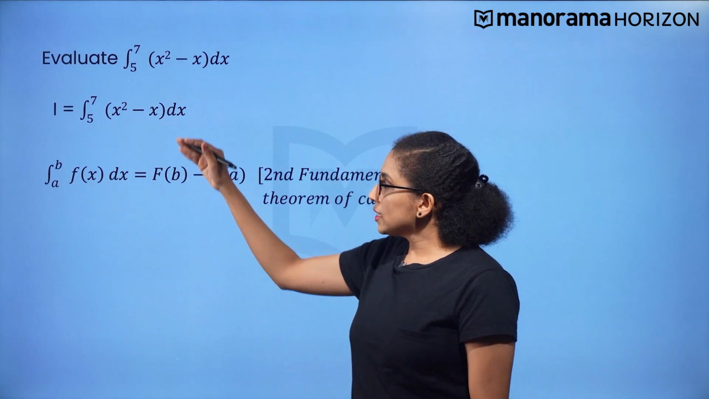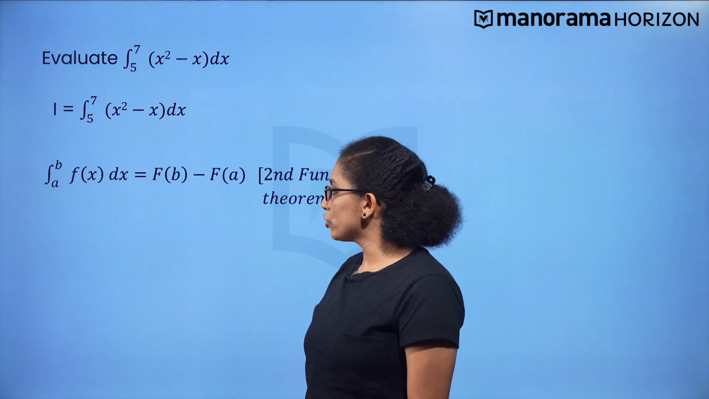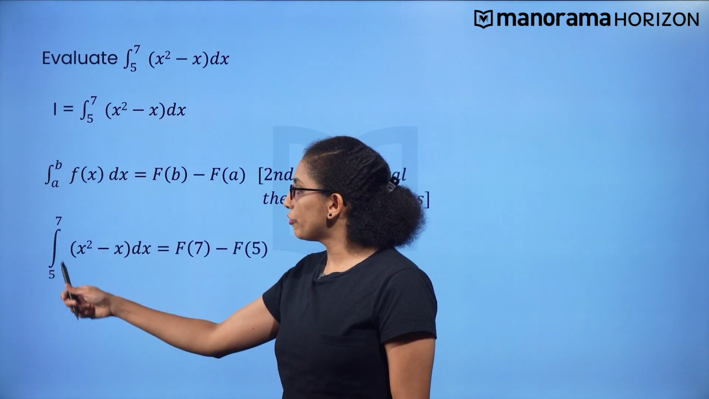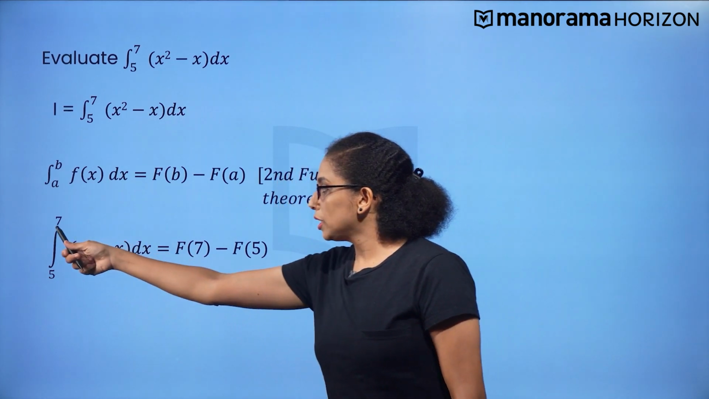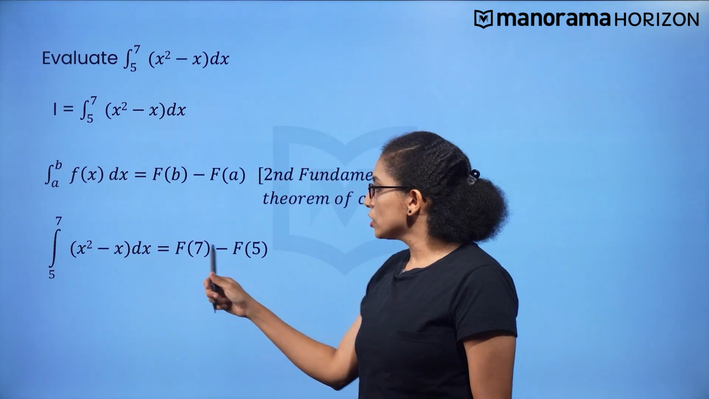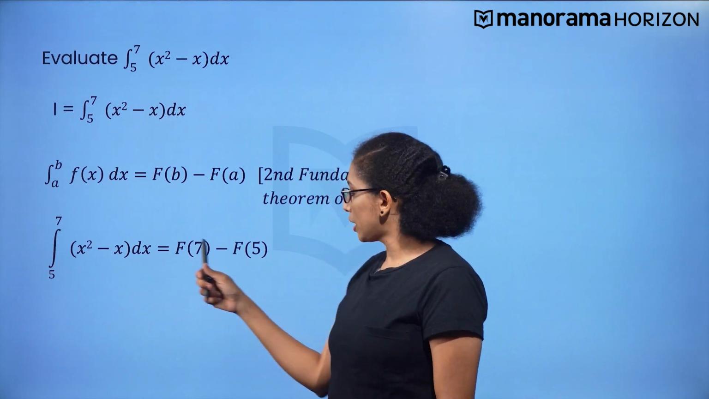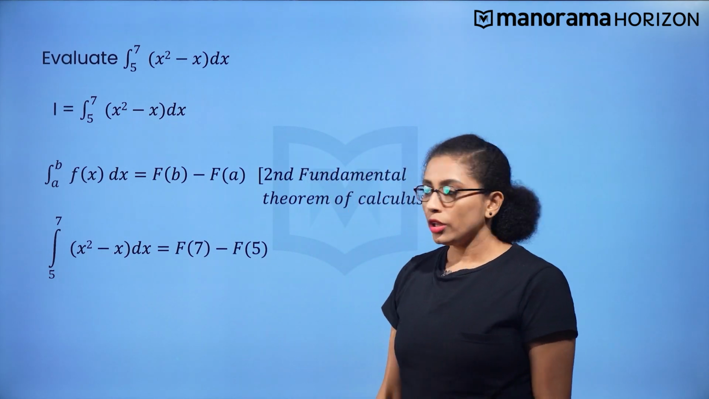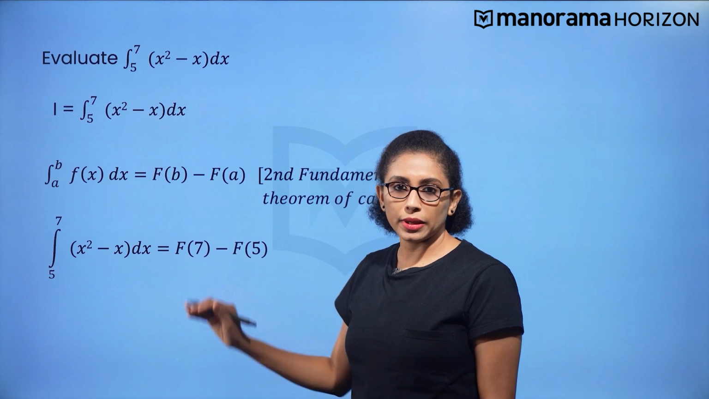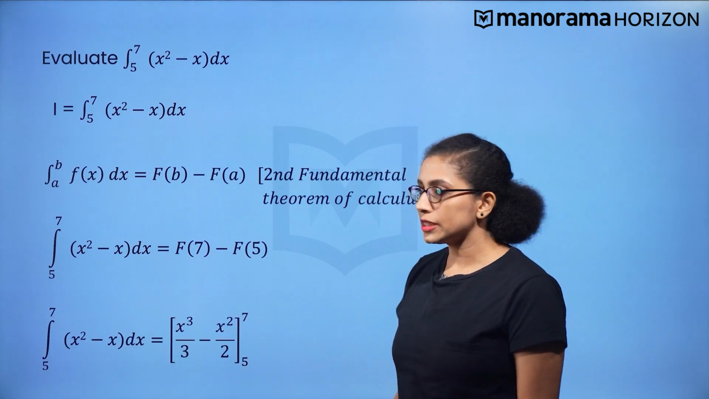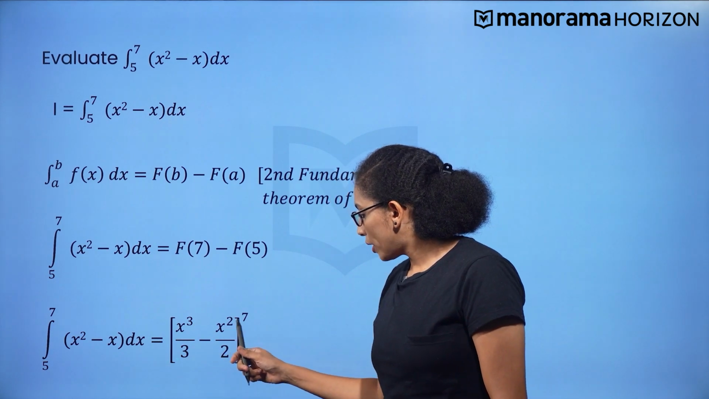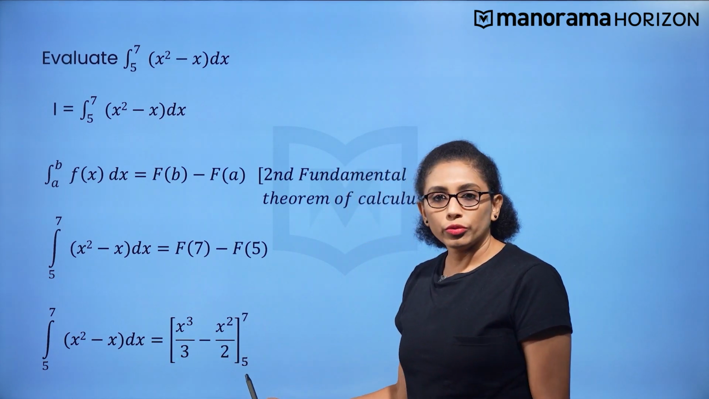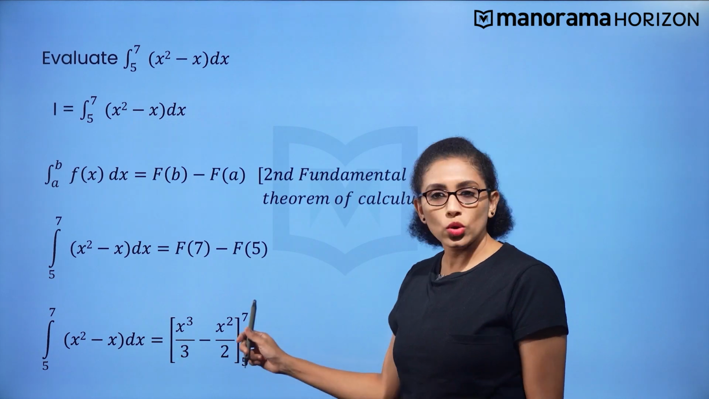Now, applying this to the given integral, we get integral 5 to 7 of x squared minus x dx is equal to the upper limit, that is F(7), minus the lower limit antiderivative, that is F(5). Now we have to apply the limits, upper and lower, and we get x cubed by 3 minus x squared by 2 with the interval 5 to 7.